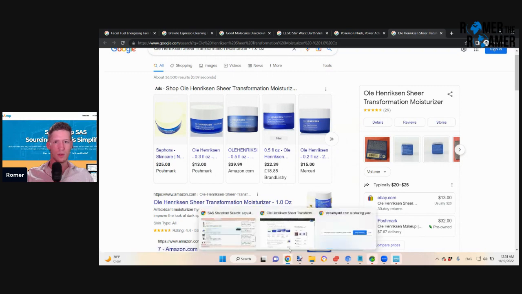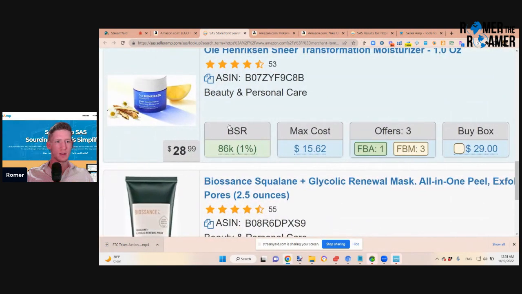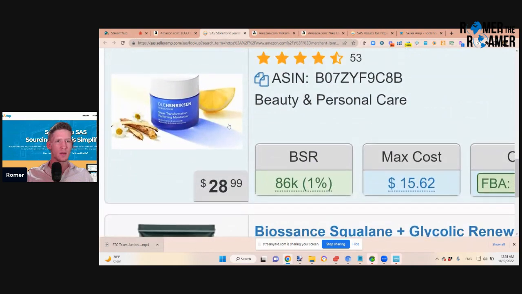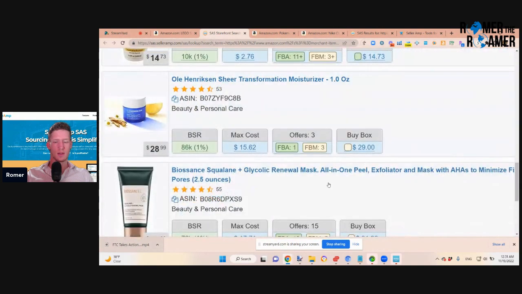So, what is our max buy cost? 15. And this is a 1 ounce. And let's get a better look at what this looks like. Olay Regenerist. It's a 1 ounce.